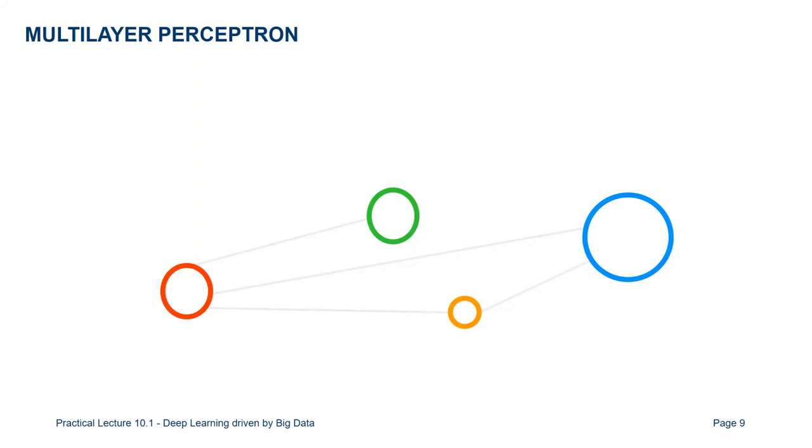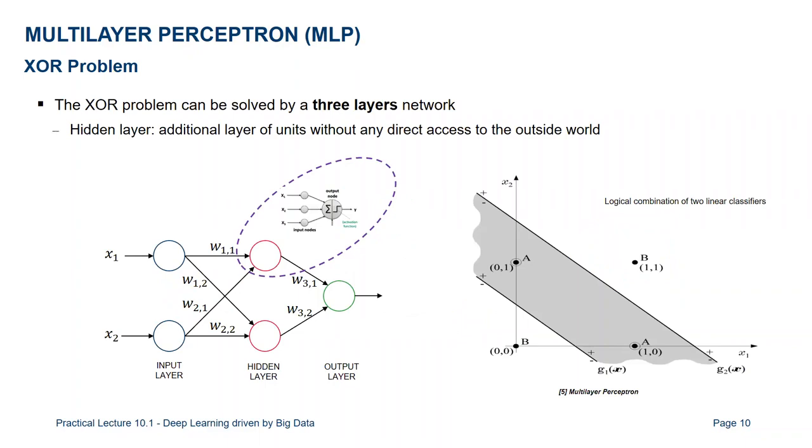For this, we should now enter into the multi-layer perceptron. The idea here is to expand beyond a two-layer architecture by adding an additional layer of units. We say that these units don't have direct access to the outside world, and we call this a hidden layer. So this is something hidden in the middle, which, when added, can make your model able to solve this kind of problem.